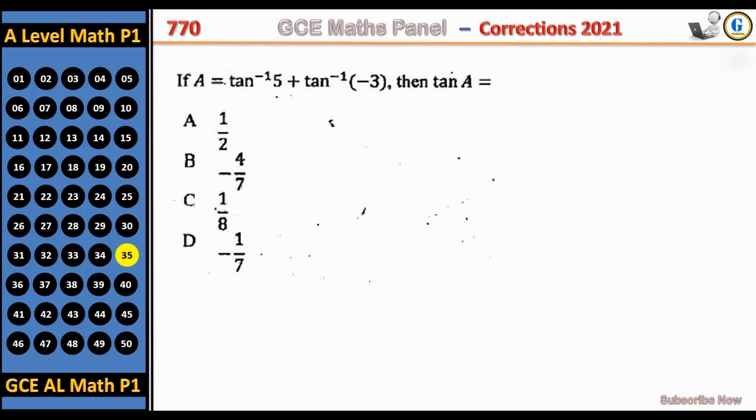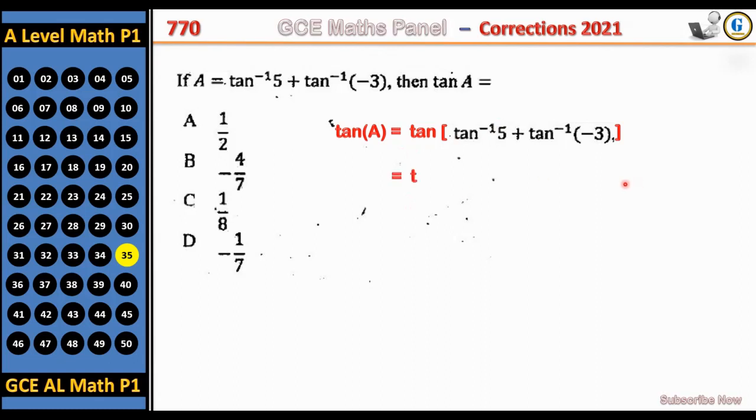We have A equal to tan inverse of 5 plus tan inverse of minus 3. Then tan A is equal to, with this question we take tan on both sides, and this helps us simplify. These are two angles, right? This is like alpha plus beta. So it's equal to the tan of the right hand side. When you have tan of A plus B, how do you simplify it? You simplify it as tan A plus tan B, all over 1 minus tan A tan B. So that's what we are going to do here.